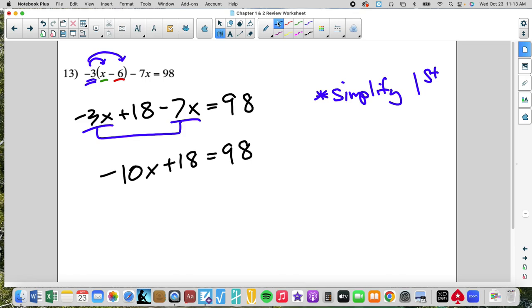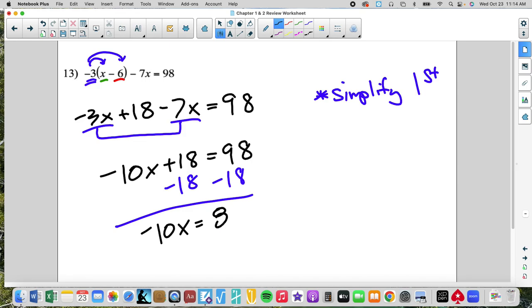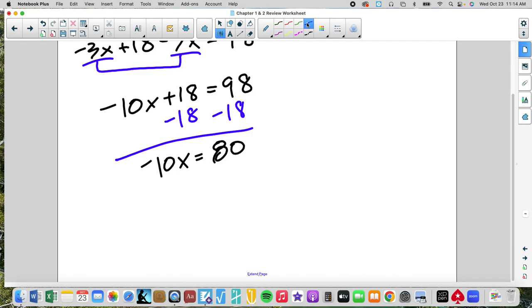Now it's a two-step equation. We will subtract 18 from both sides. Negative 10x equals 80. Sorry, positive 80. And now we're going to divide by negative 10. X equals negative 8.